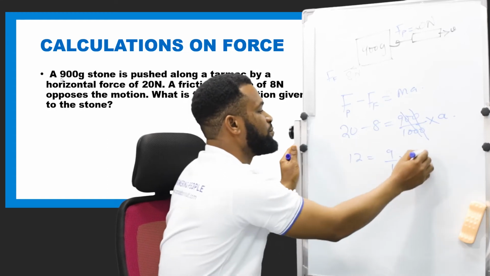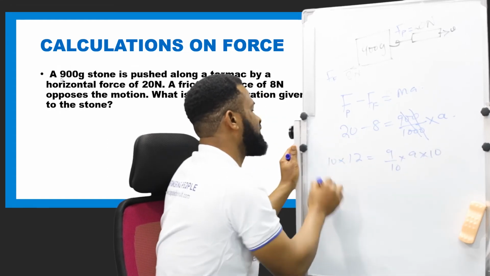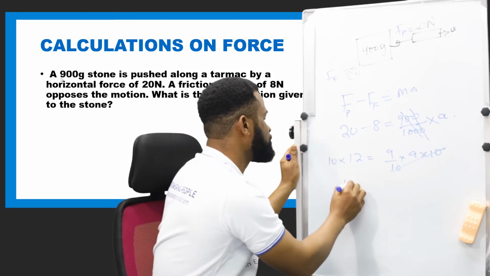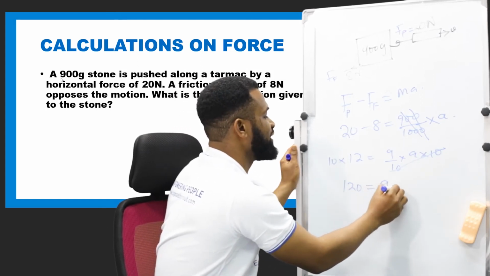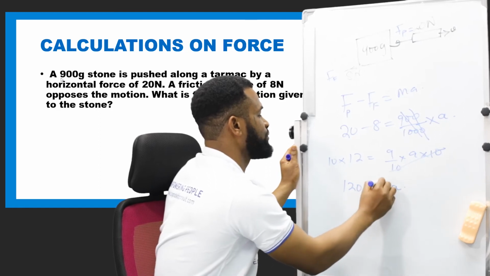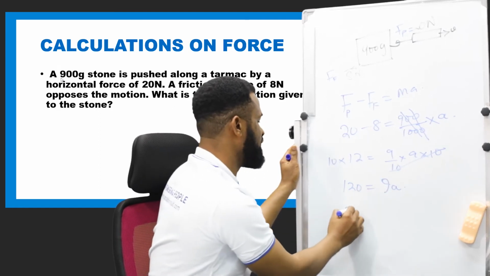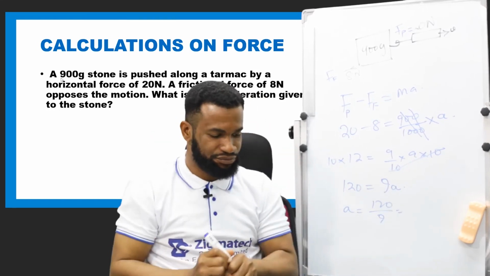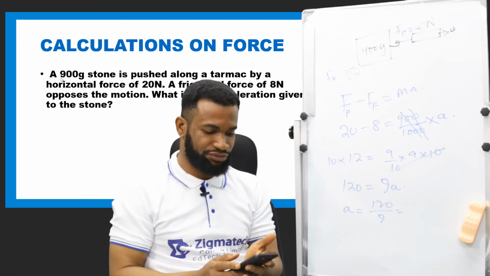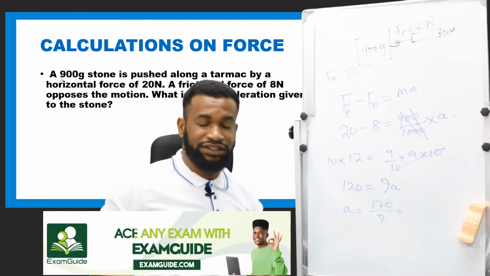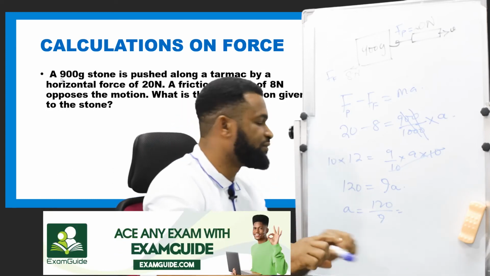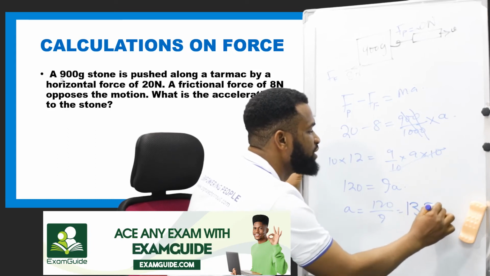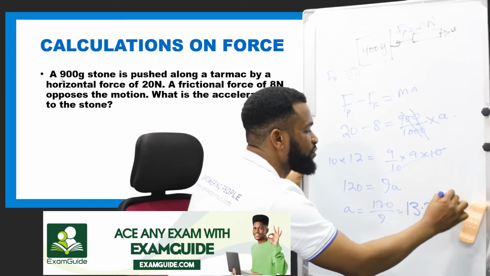I have to clear fraction. Multiply this by 10. Multiply this by 10. 10 we cancel this 10. We have 120 is equal to 9A. So A becomes 120 divided by 9, which is 13.3 meter per second squared.